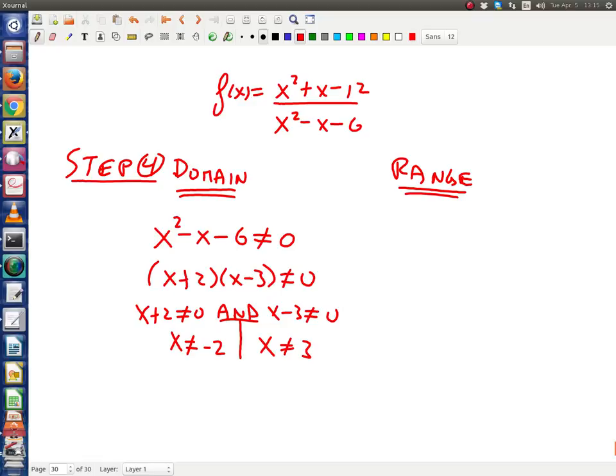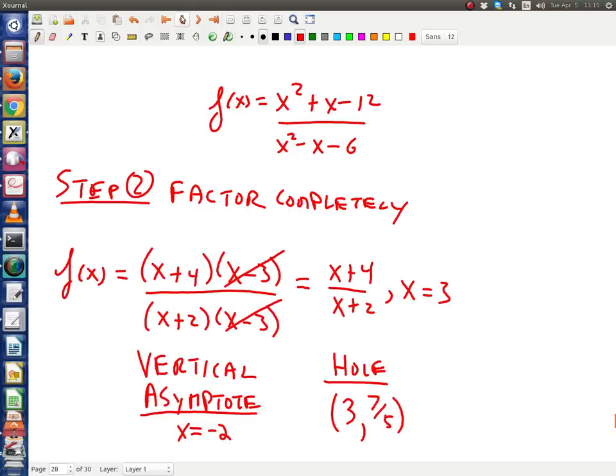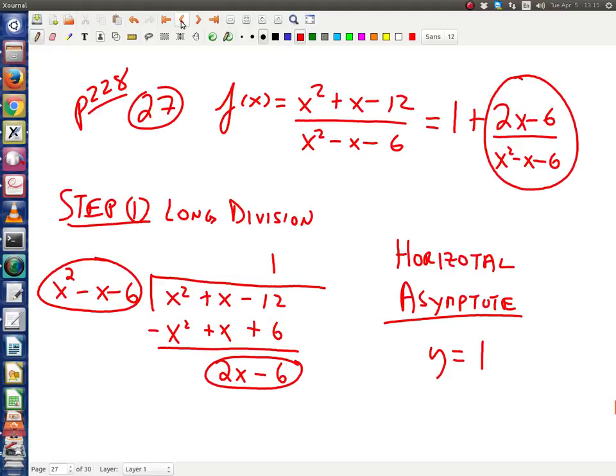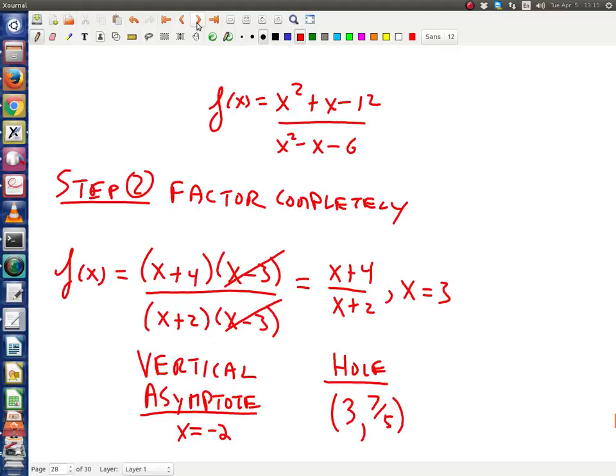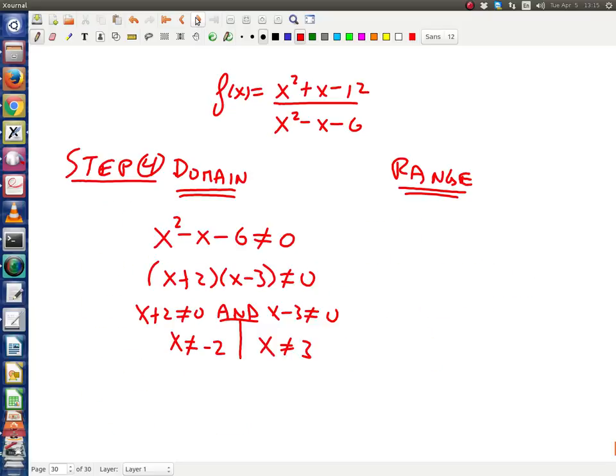Now the range we know already, because remember here, we have a hole at y equals 7/5, so that y value isn't being used. And we have a horizontal asymptote of y equals 1. The curve gets closer and closer and closer to y equals 1, but the function value is never 1. So let's say that y is not 1 and y is not 7/5. There you go. There's your range.